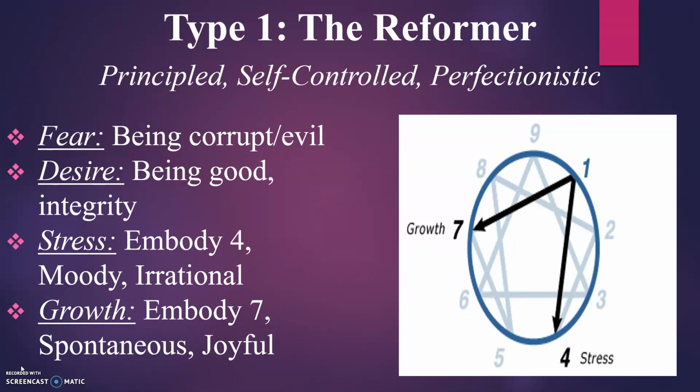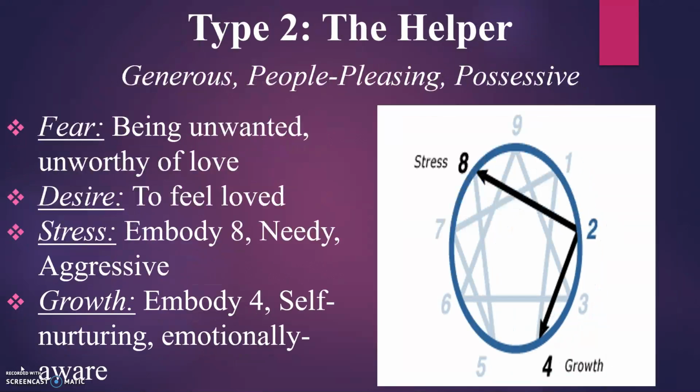Now, what's interesting about the Enneagram, as you can see on the right, the 1 is connected to both the 7 and the 4. And what this means, and this is the same for each type, is that the 1 begins to embody the healthy traits of the 7 when they are in their growth state, and then begins to embody the unhealthy characteristics of the 4 in their stress state. And there are some descriptive terms for the type 1 that I'll just let you read.